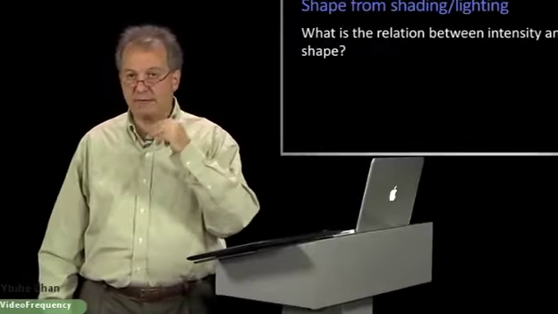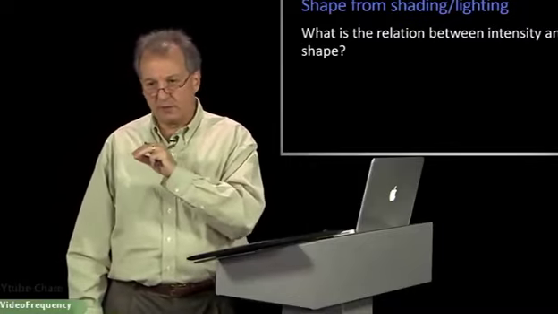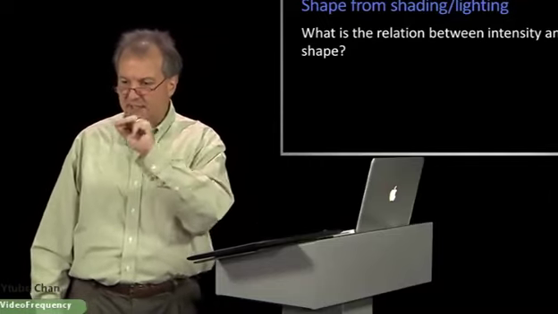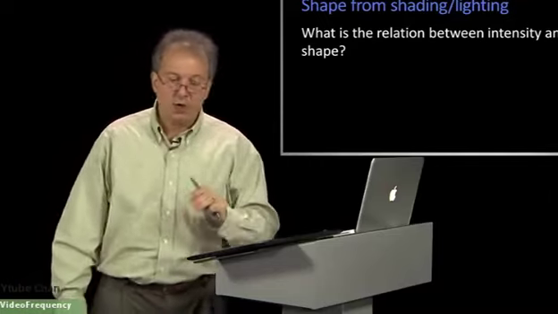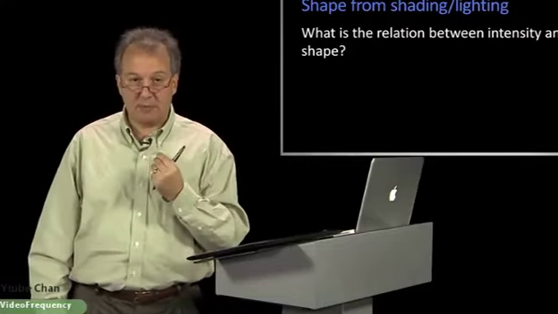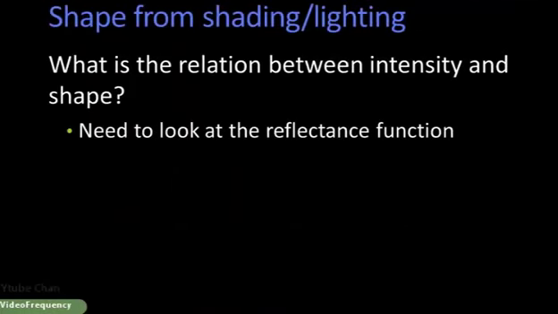So in order to talk about shape from shading, or I'll call it shape from lighting, because one of the things that we're going to do in a little bit, called photometric stereo, is not so much a shading variation as it is from having multiple light sources. What we have to do is look at the relationship between the intensity that's seen by the camera and the actual shape of the object. Now, that means we have to look at that reflectance function.